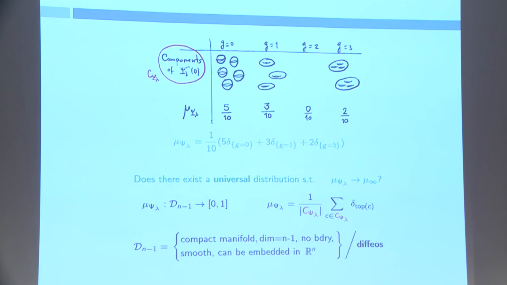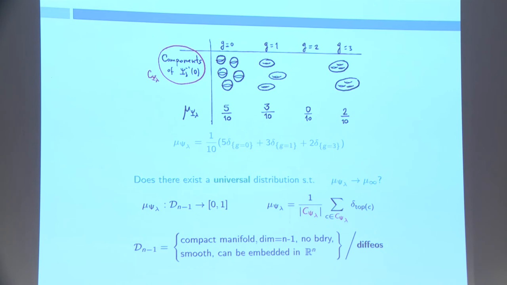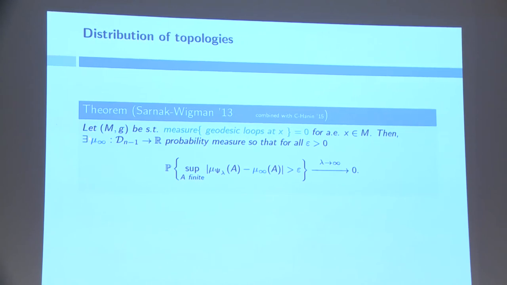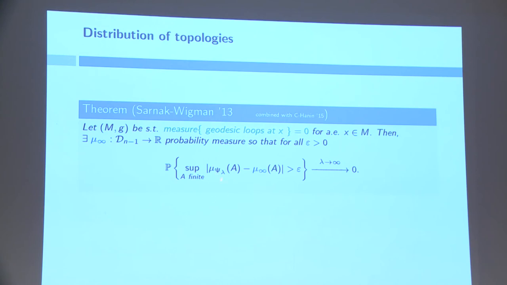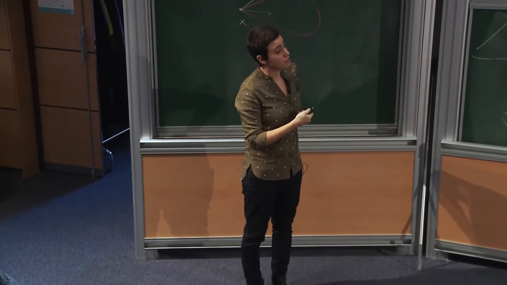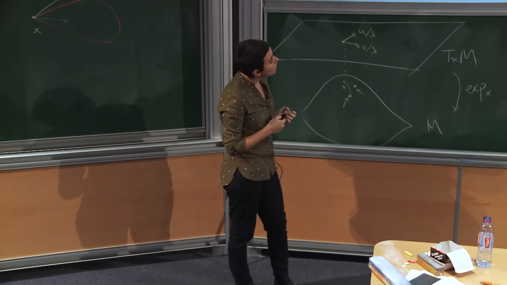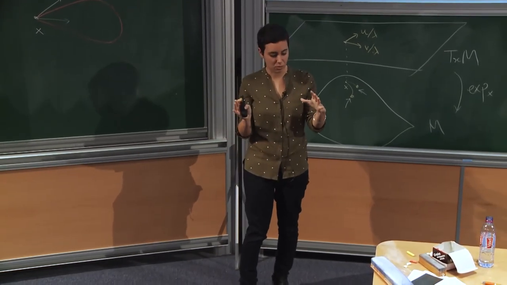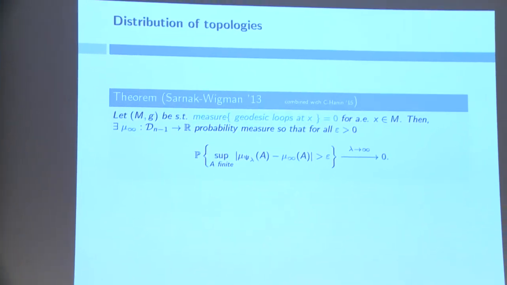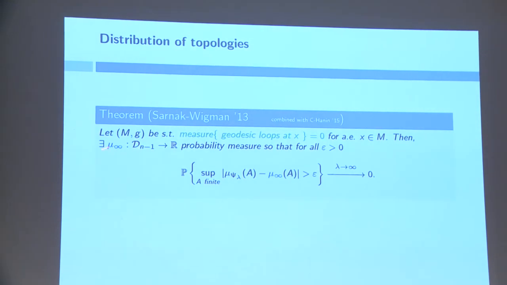Okay, so the question is again, in the limit as lambda grows, do I have a limiting probability measure that will encode how these diffeomorphism types look? And the answer is yes. This is a result by Peter Sarnak and Igor Wigman. They show the existence of a limiting measure, mu infinity, to which the measures mu psi lambda are converging. The way in which they converge is that the space of diffeomorphism types is discrete, so to measure the difference between these probability measures, you simply evaluate them on finite subsets of their domain, and you can compute the difference. So what this statement says is that for any epsilon fixed, any small epsilon that you pick, the probability that the difference between the two measures is bigger than this epsilon goes to zero as lambda grows to infinity. In that sense, these measures are the limiting measures.